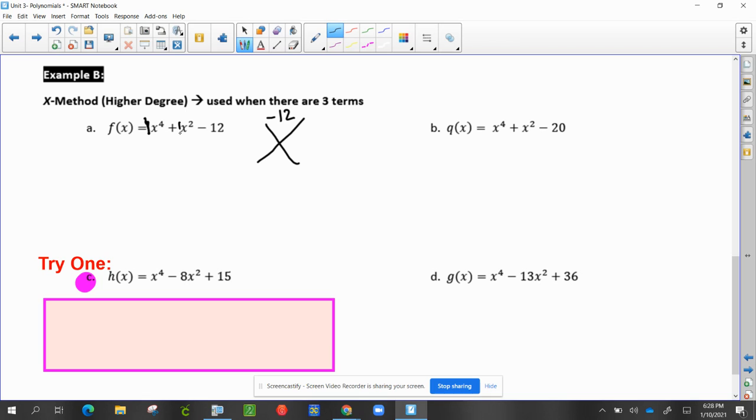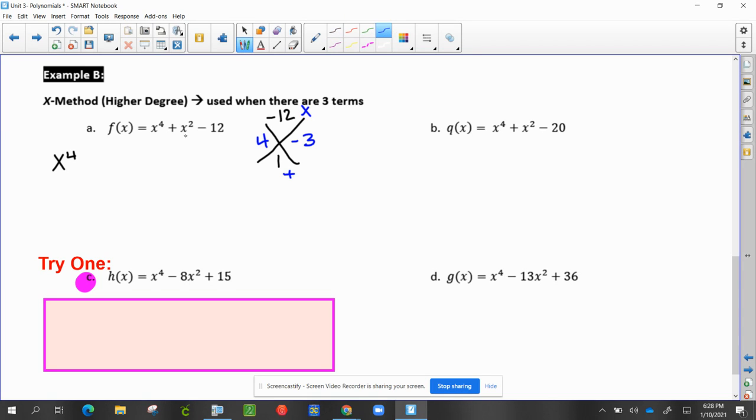Negative 12. Our B term goes in the bottom, so 1 would go in the bottom. So we need factors of 12, two numbers that multiply to 12 but add to 1, which should be positive 4 and negative 3. Now again, this one I'm going to factor the long way just so we can talk about the pattern we're going to see, but we would start with x to the 4th.